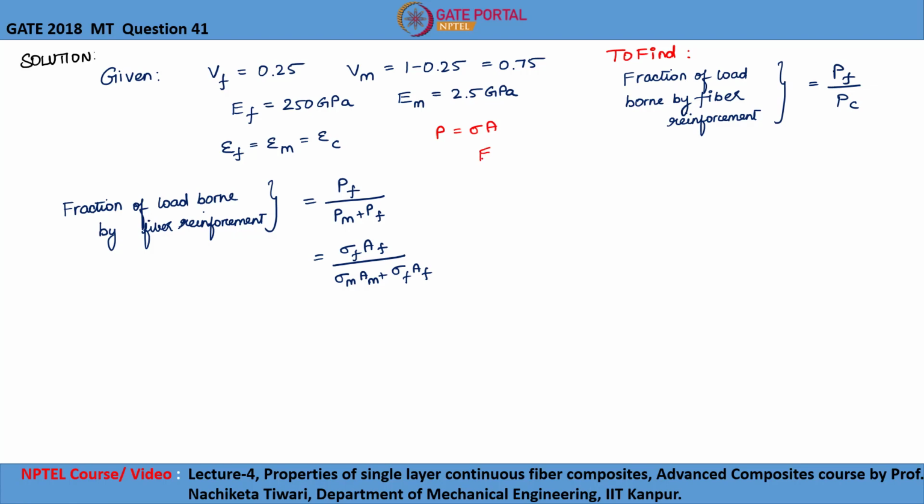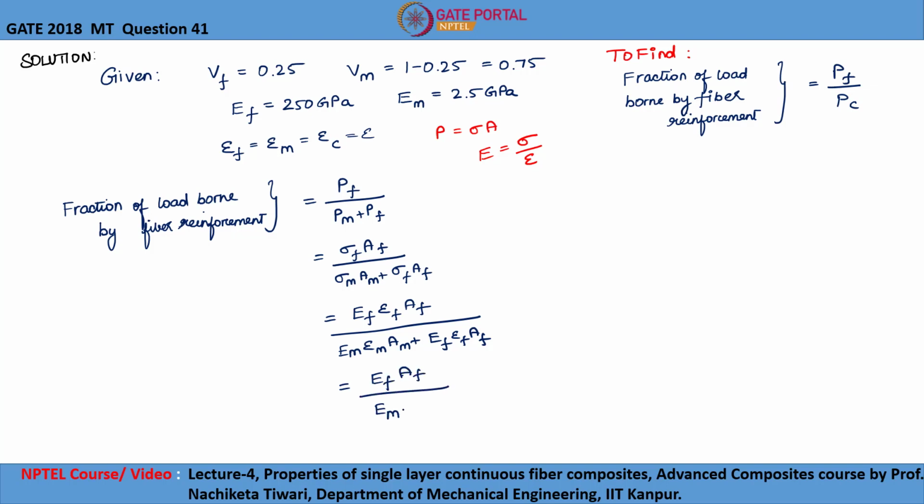Also we know that the elastic modulus E is equal to the stress by strain. So this equation can be further written as the elastic modulus of the fiber multiplied by the strain of the fiber and the area of the fiber divided by the corresponding terms for the matrix plus the fiber. Since it is asked to assume isostrain condition, all the strains are equal, so this strain value can be cancelled out from this equation. This will be equal to Ef Af divided by Em Am plus Ef Af.